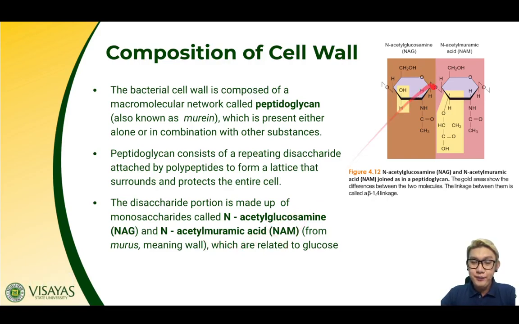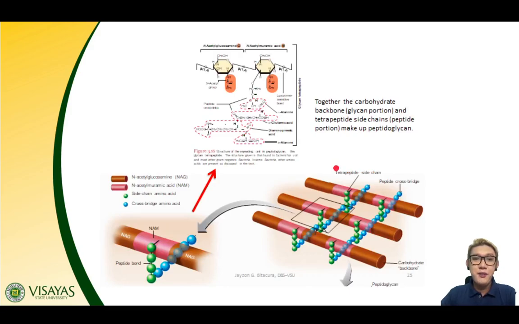So this is the chemical structure of both of these disaccharides. It is a disaccharide because this is a monosaccharide and another monosaccharide, joined together by this glycosidic bond. So it is actually a disaccharide, but it is a glucose derivative. Together, the carbohydrate backbone, the NAG and the NAM, forms the glycan portion.